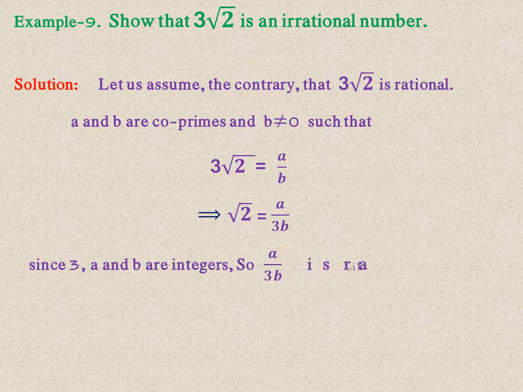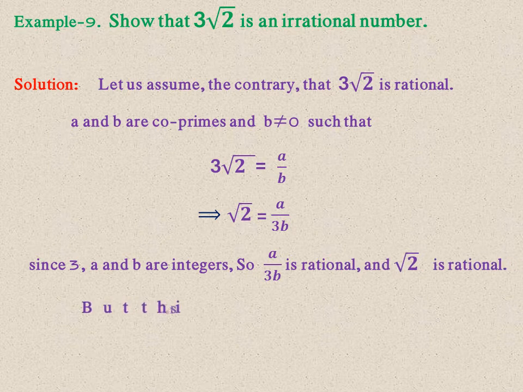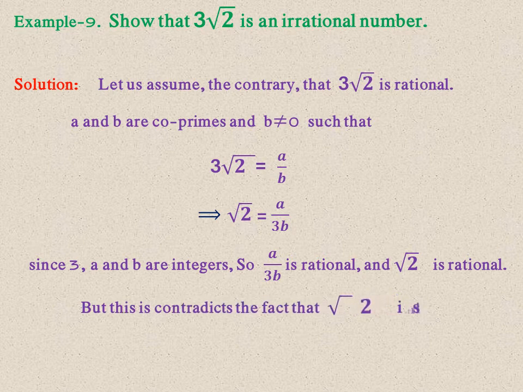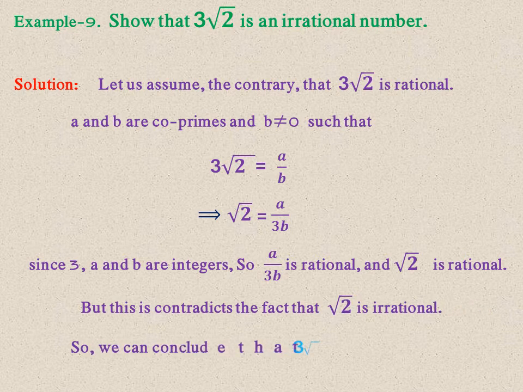Here 3 is transposed to the RHS, so we write root 2 equal to a by 3b. Since 3, a and b are integers, the value of a by 3b is rational, so root 2 is rational. But this contradicts the fact that root 2 is irrational. So we can conclude that 3 root 2 is an irrational number.